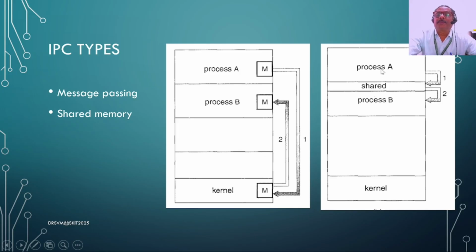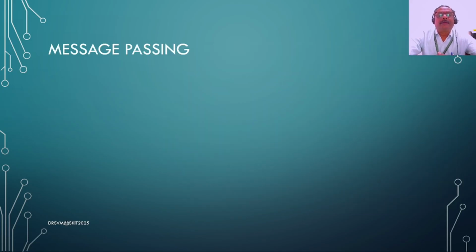Now in this case, if process A wants to tell something to process B, then process A will write onto the shared memory and process B will read it from the shared memory. In this way, the kernel is not disturbed every time. So if process A and process B have their own common memory, then they can just use this shared memory for communicating. So that is shared memory communication. Now let's see in detail what each one is. Let's begin with what is message passing.